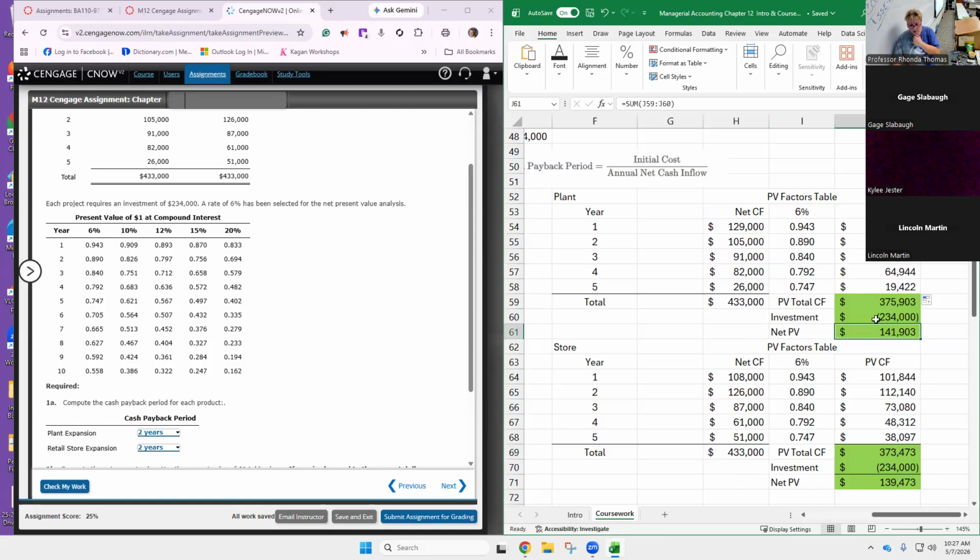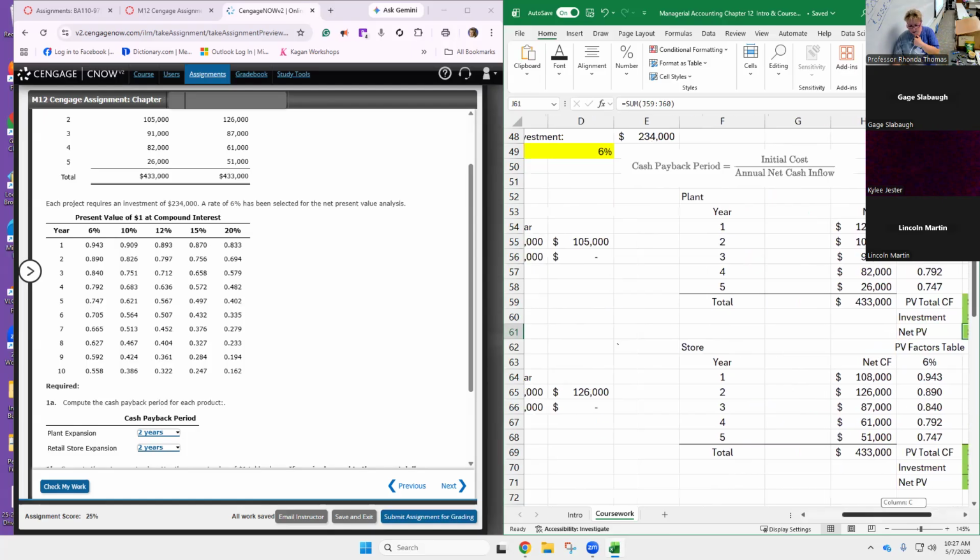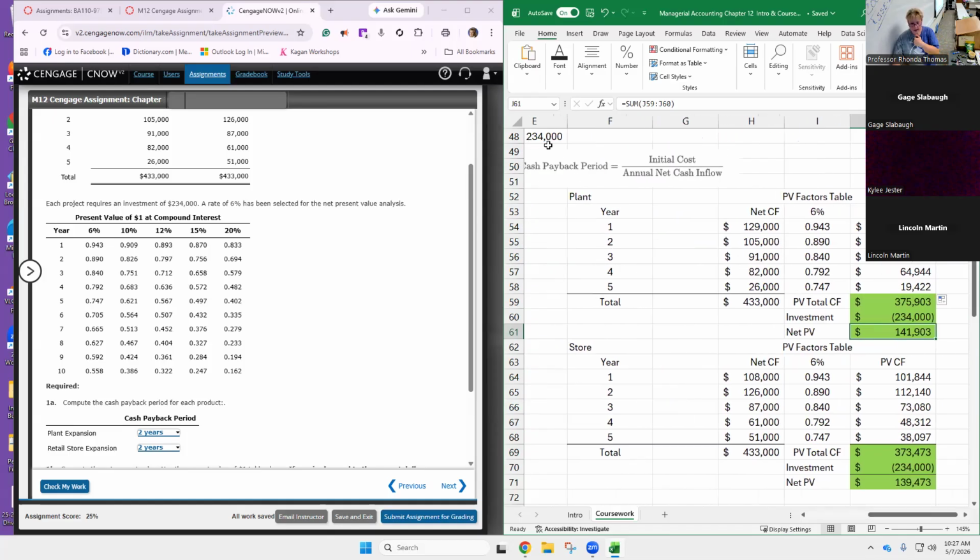So when I do the math, now I got to go back and remember what my investment is, 234,000. So I needed to make sure that was being subtracted. And there is my net present value of the plant expansion. And now when I do the math for the store expansion, there is my present value total cash flow. Notice this one is a little lower than this, not a lot, but it is lower.